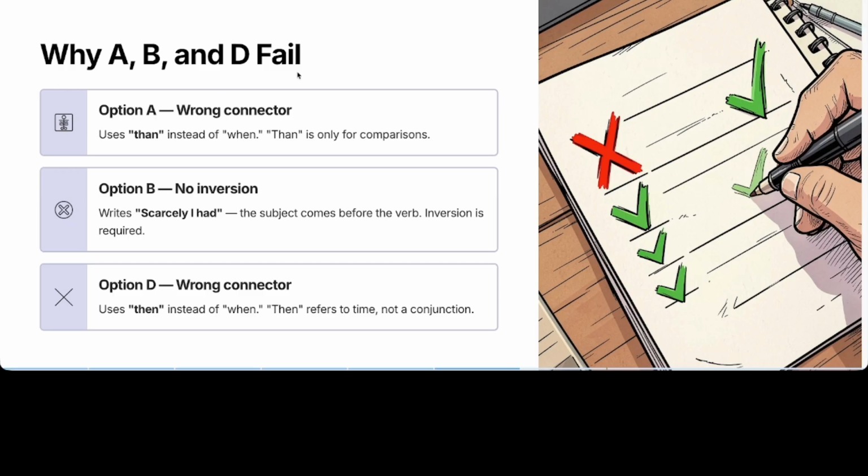So, long story short, why do A, B and D fail? Option A is a wrong connector. It uses than instead of when, and than is only for comparison. Option B has no inversion, with scarcely I had. The subject comes before the verb: had is a verb and I is a subject. So inversion is required. Option D is also a wrong connector. It uses then instead of when. Then refers to the time sequence, not a conjunction.